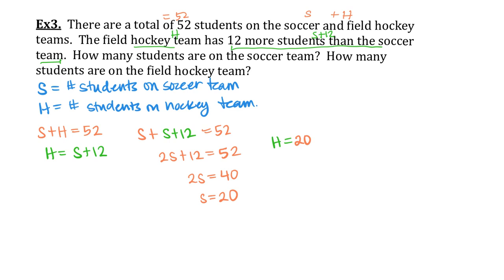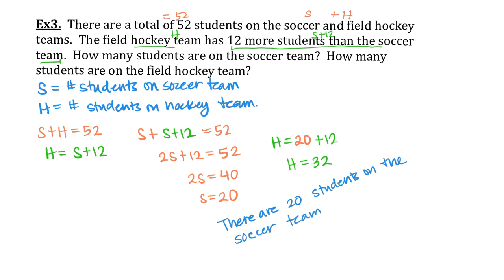And then I'm plugging it back into this equation. So H equals S plus 12. So I got 32. So how many are on the soccer? There are 20 students on the soccer team and 32 students on the field hockey team.